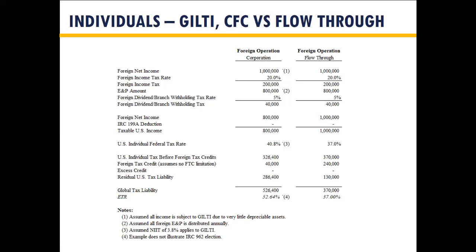And so in this case, the individual picks up all 1 million of the income, and then they use a 37% rate, which is the assumption here, but they get the $240,000 of tax credits to offset their U.S. tax liability. And that's really the key. That's what's helping them in this example to get down to a 37% rate. Notice on the right, I have assumed that net investment tax would not apply. It could apply, and if it did, that would, of course, increase the tax liability and our ETR. But in this case, the difference is still fairly significant.